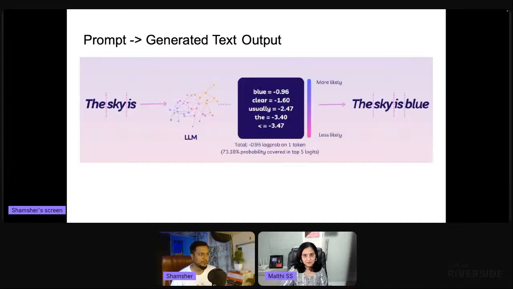Now you might have seen this, that whenever you interact with any of these chatbots like ChatGPT, it tries to predict the next word for you, right?